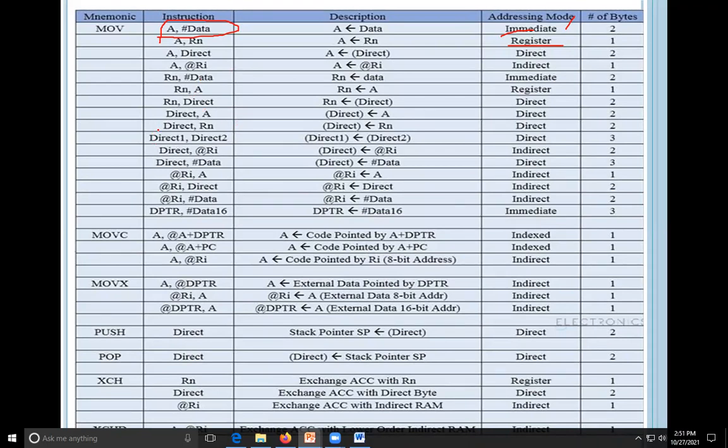So suppose this is direct, @Ri. Direct, @Ri means Ri is a register. That register contains a value which is a location. At that location there is some data. This data is transferred to the 20H location. I am just discussing this direct, @Ri.